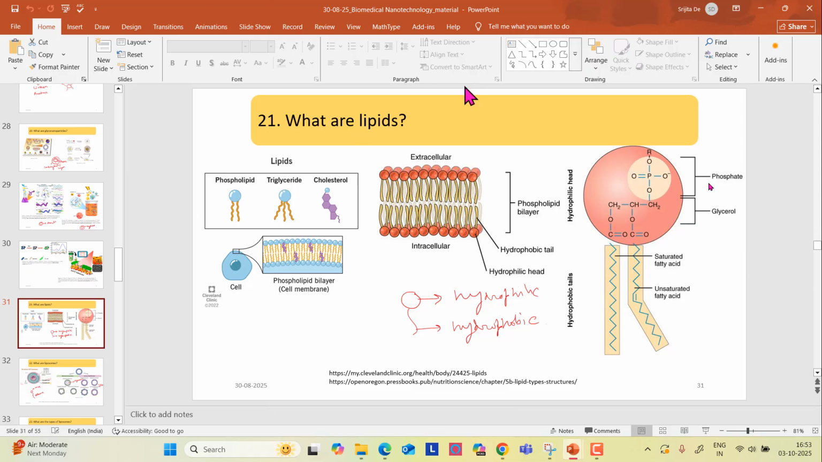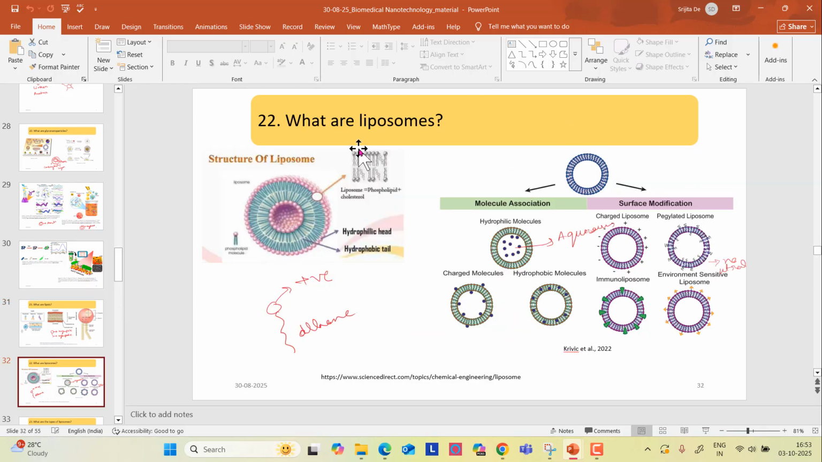So this is your basic lipid. It has a hydrophilic head, which has a phosphate group and glycerol chain, and it has a hydrophobic tail, right? These are the saturated fatty acids. When this has two hydrophobic chains, these are called phospholipids. When they have three hydrophobic chains, they are called triglycerides. Okay. So a liposome is the double layer of this type of chains, right? So you can see here.